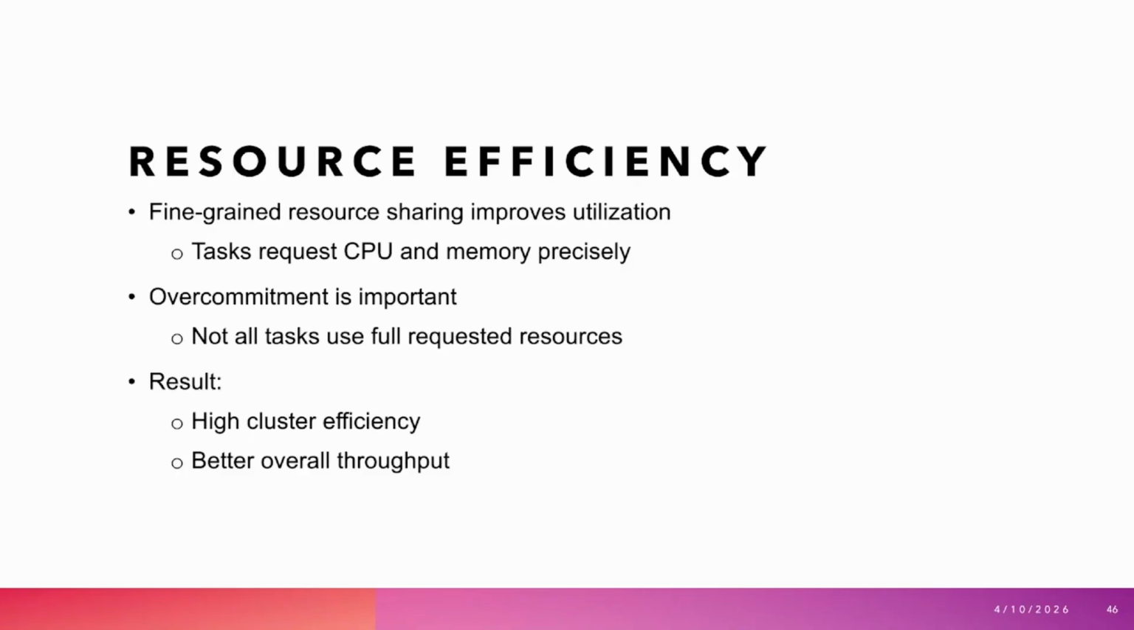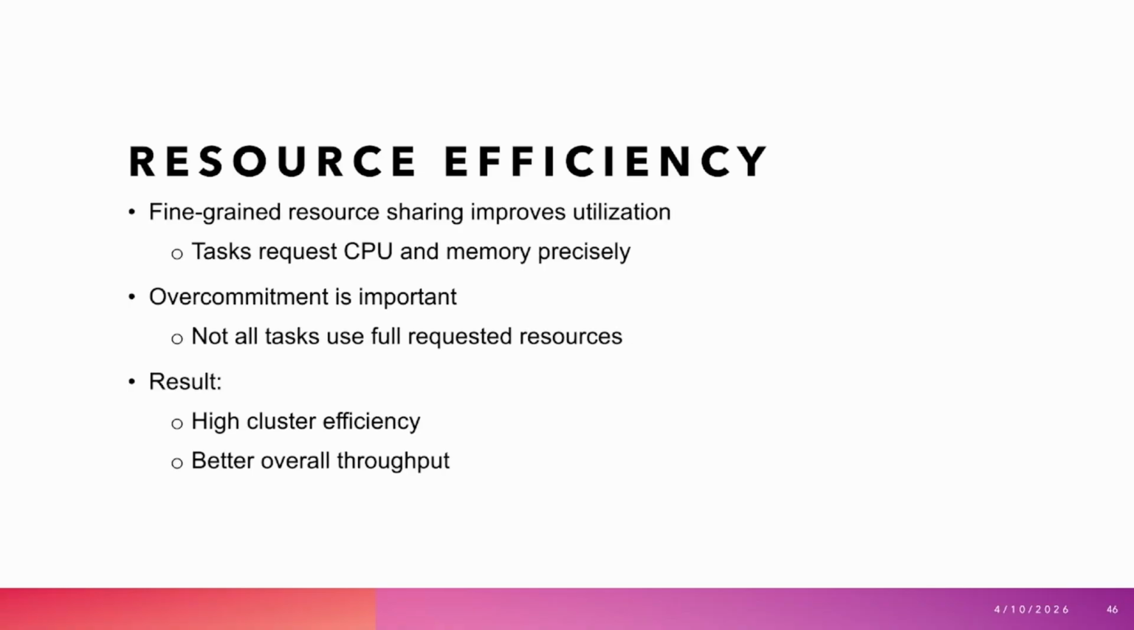Another major lesson from Borg is the importance of fine-grained resource management and overall efficiency. In Borg, tasks don't just request vague amounts of resources, they specify relatively precise requirements for things like CPU and memory. This allows the system to pack tasks onto machines more efficiently, reducing wasted resources. One of the main techniques Borg uses is, as I talked about earlier, overcommitment.